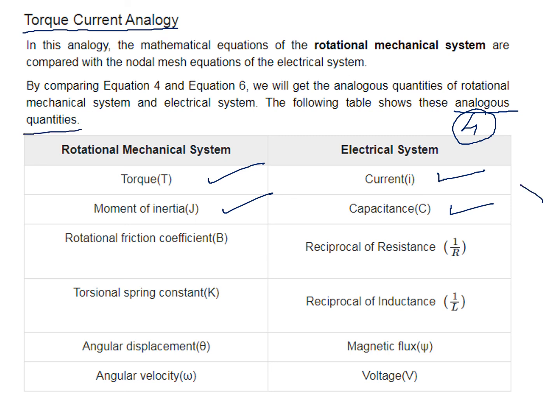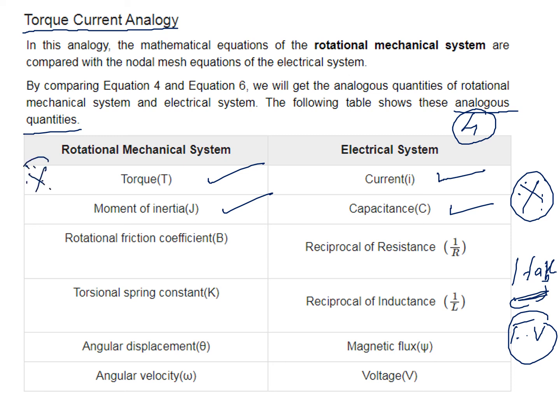This we memorize. I explained the first table, the force voltage analogy, and similar explanation applies to all the other analogies also. So these 4 tables are important for the exam.